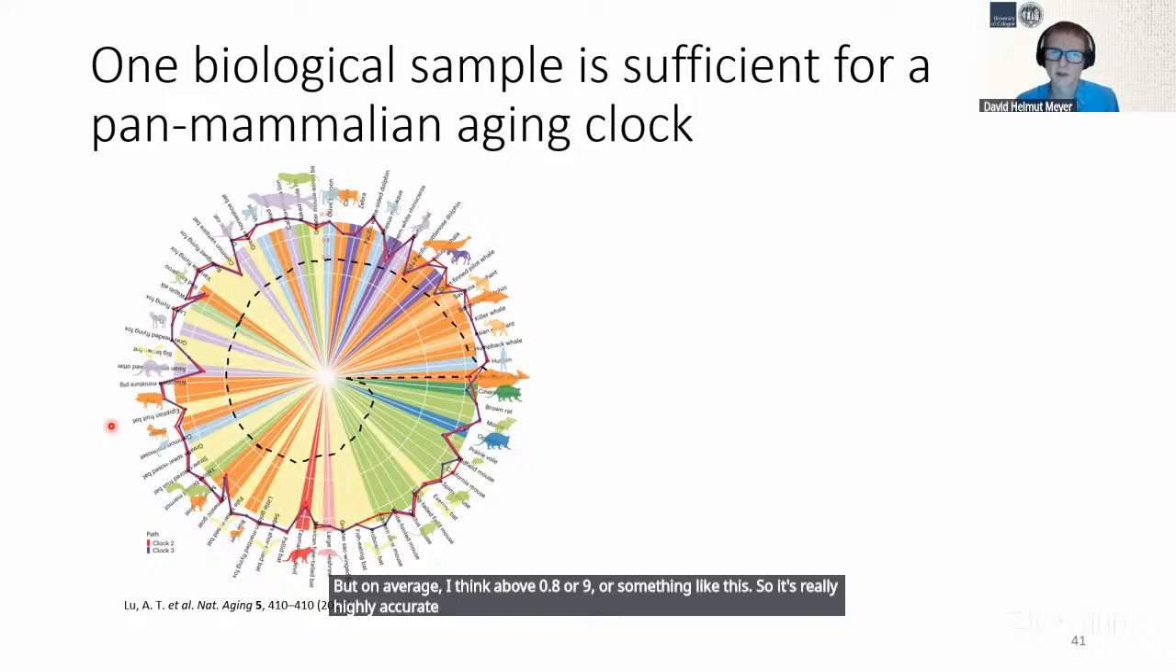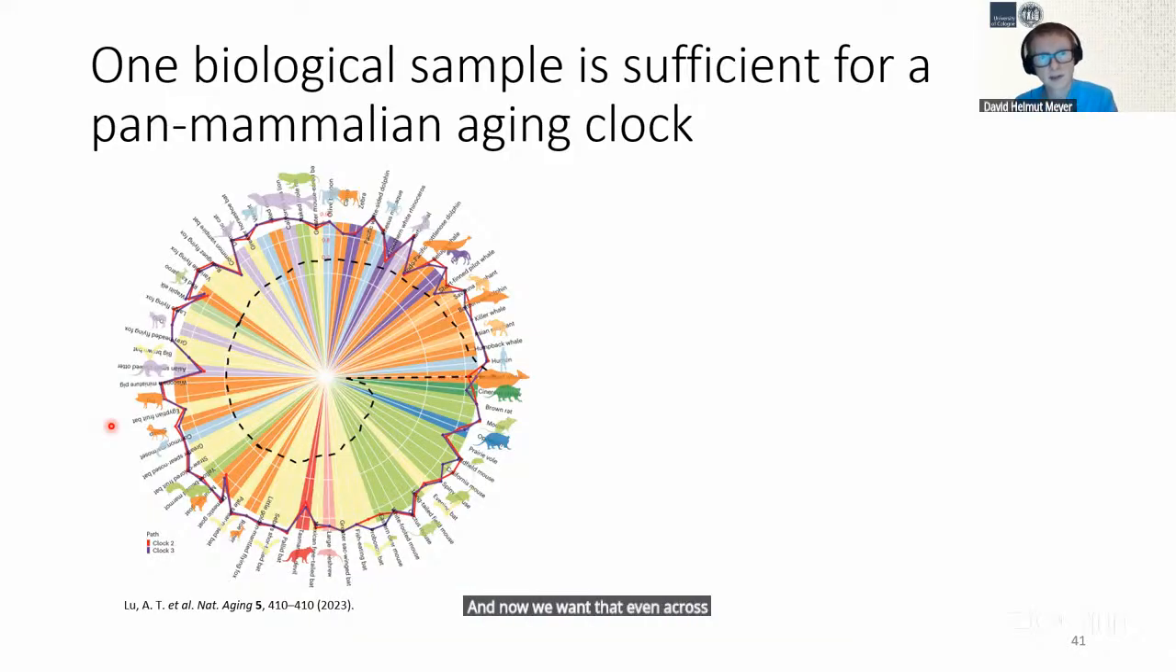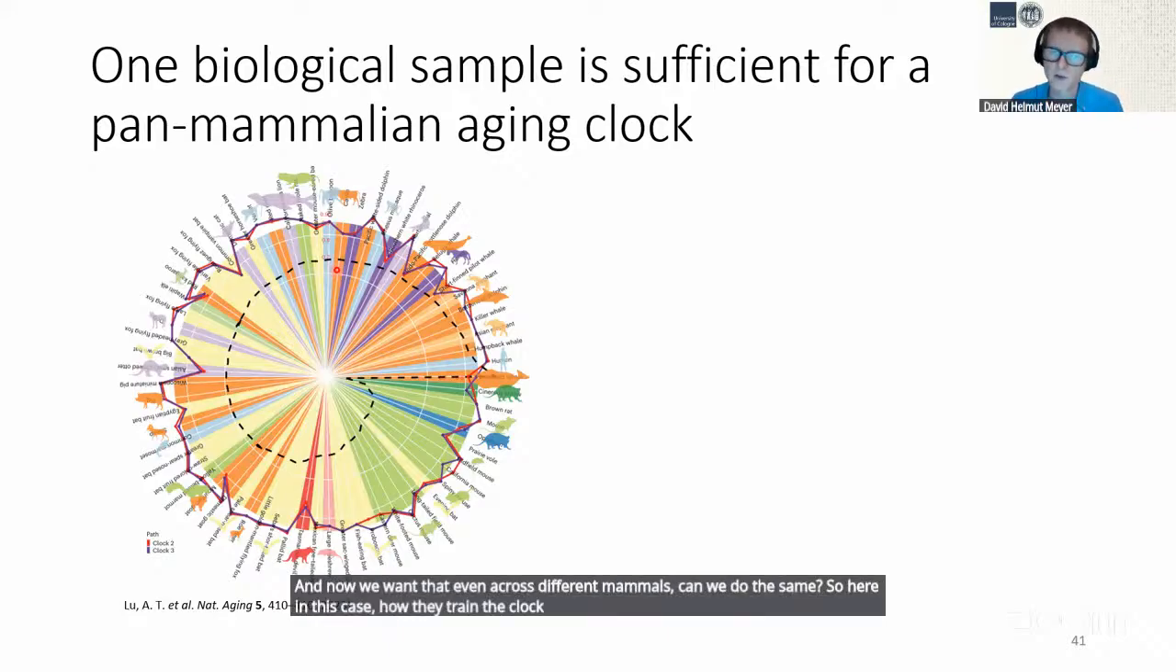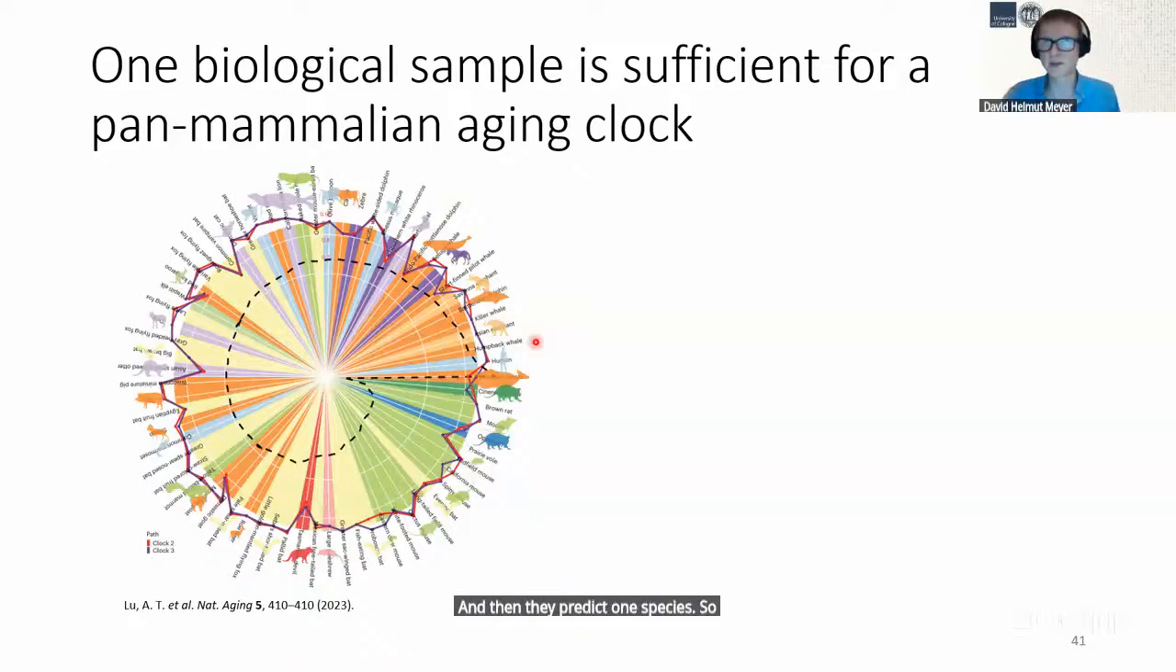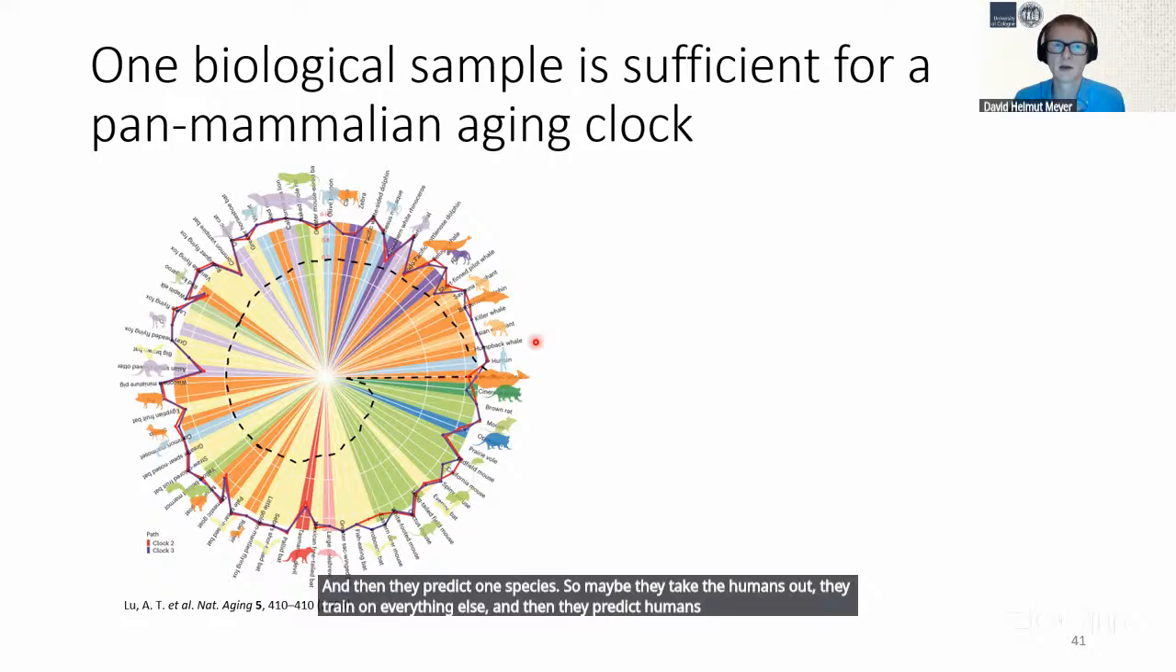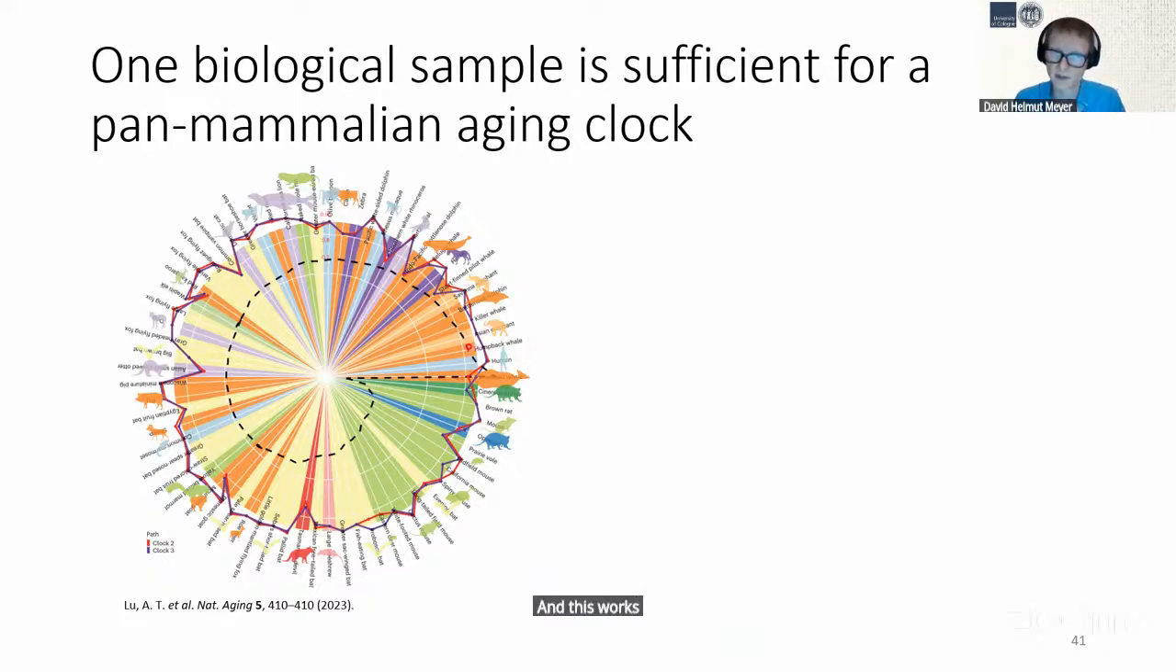And now we wondered, even across different mammals, can we do the same? So here in this case, how they train the clock is they have thousands or even 10,000 different samples from all these different animals. They train one clock, and then they predict one species. So maybe they take the humans out, they train on everything else, and then they predict humans. And this works really well, as you can see here.